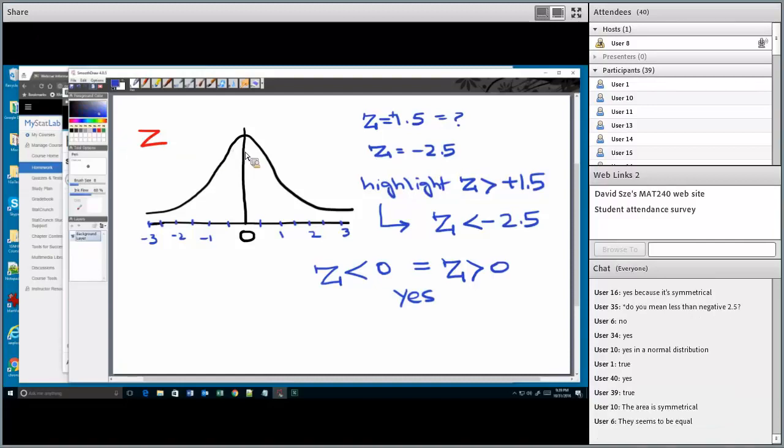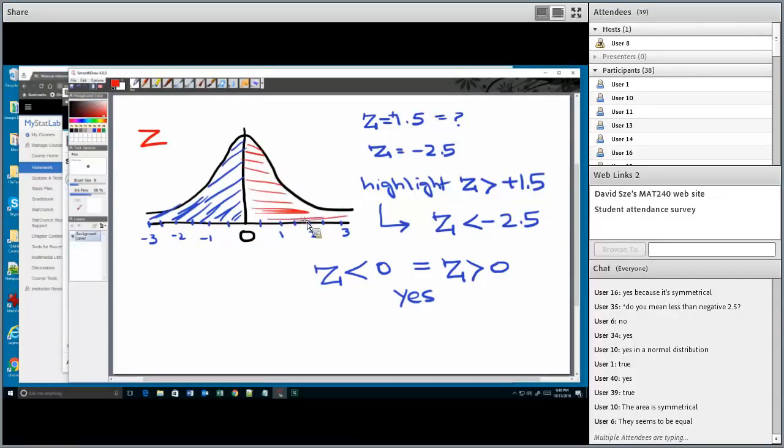I think some of you said no, so let me tell you why that's not true. Z less than 0 is all this area, okay? And we said that the mean is at the center, and that the center makes the normal distribution symmetric. Remember we said that? So these two areas have to be equal.